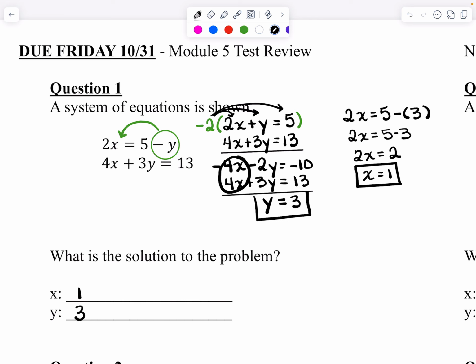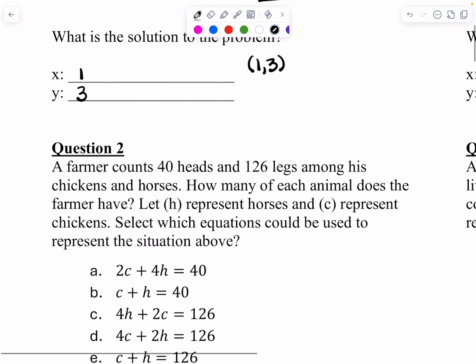Y value is 3. Now because this is that ordered pair (1, 3), I know that this is one solution, and I know that this solution is consistent, independent. Okay? All right, so that's question number 1. That should help you complete question A. And now let's go on to question number 2.